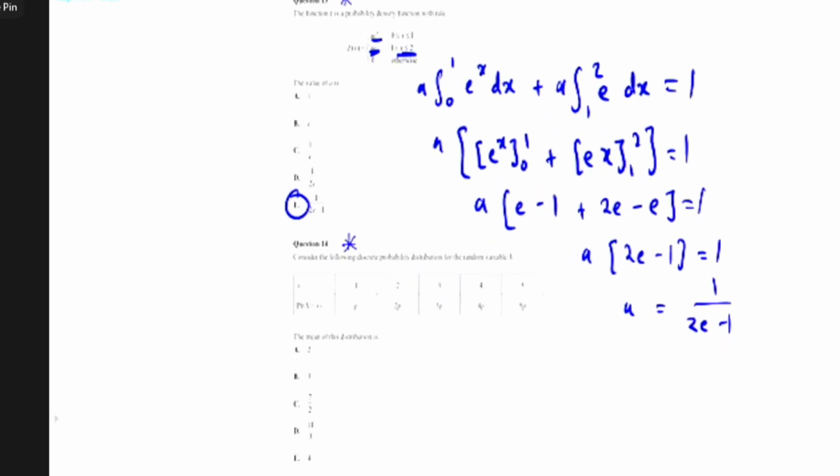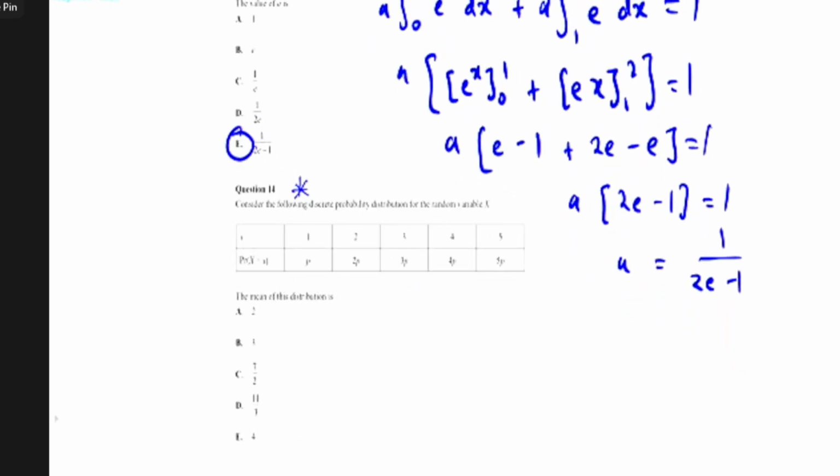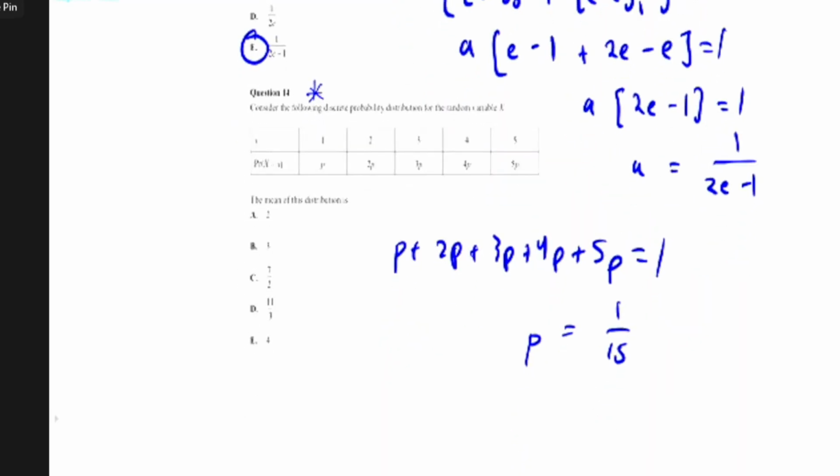Yeah. Question 14. So first of all, we have to find the value of p. And to find the value of p, you just add these together and equate it to 1. So p plus 2p plus 3p plus 4p plus 5p is equal to 1. So you get p is equal to, I think, 1 on 15.